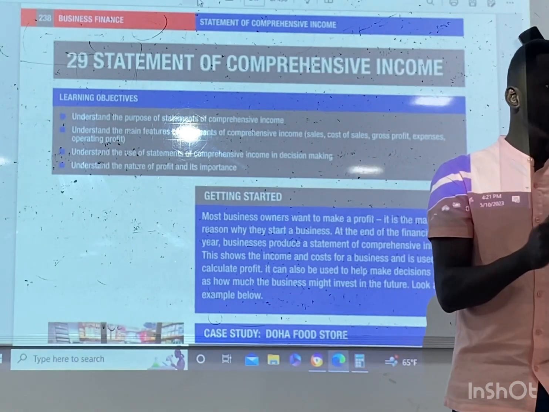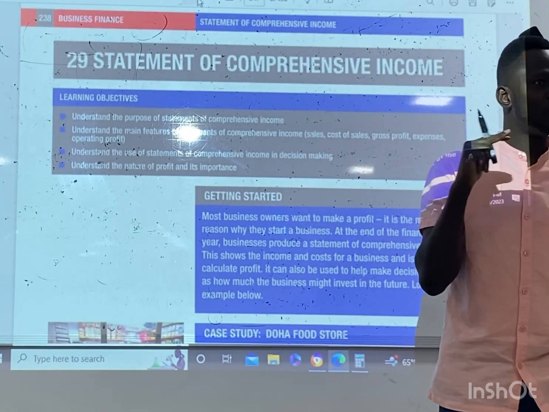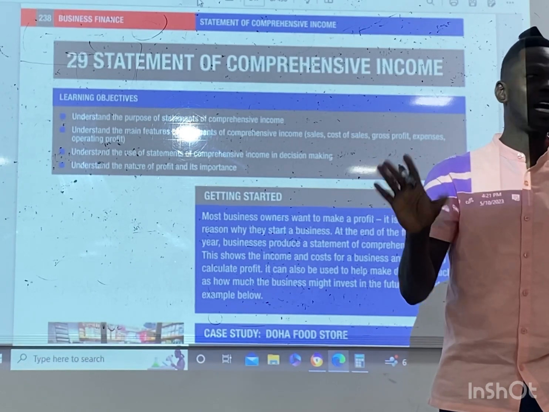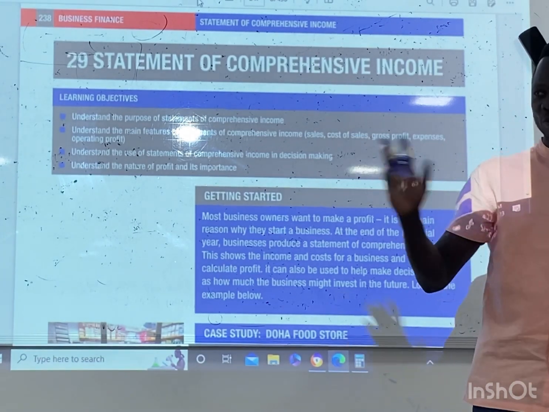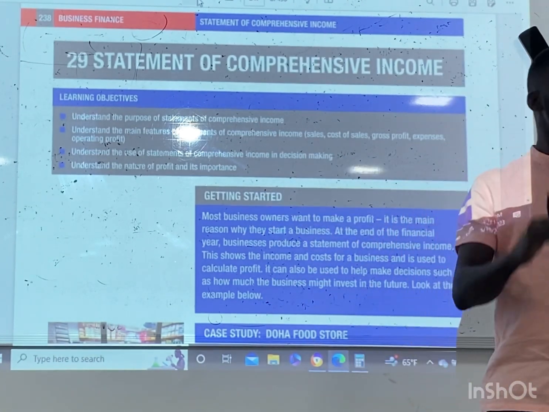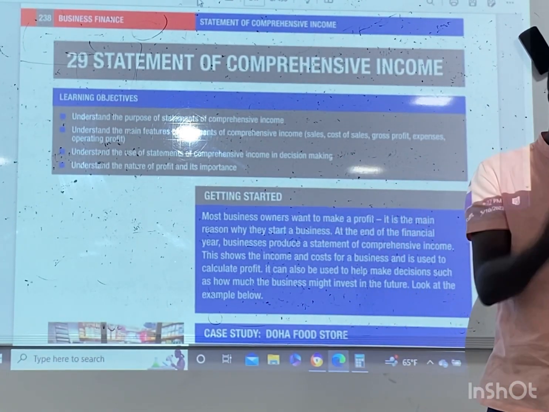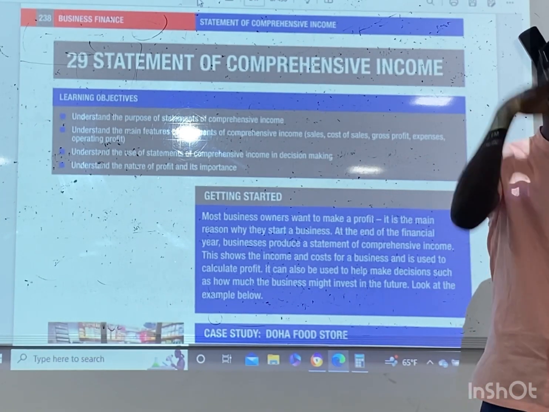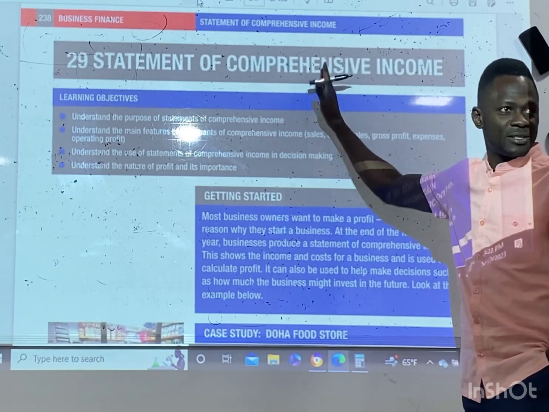Remember we said a business needs to maintain its financial record to be able to manage its cash flow. Yes or no? Yes. So that's why we need to talk about statement of comprehensive income, which is about goods that are purchased, goods that are sold. The spending, the income and the expenditure of the business lies here.